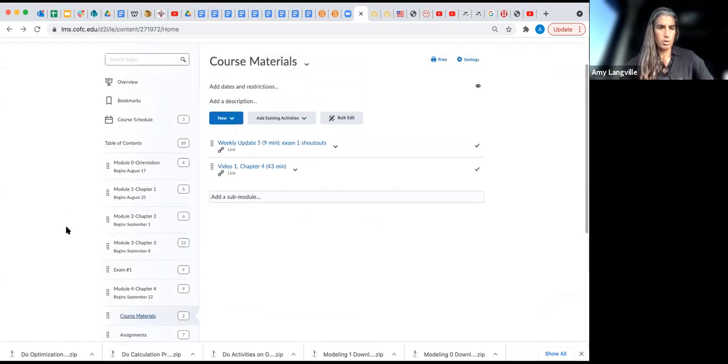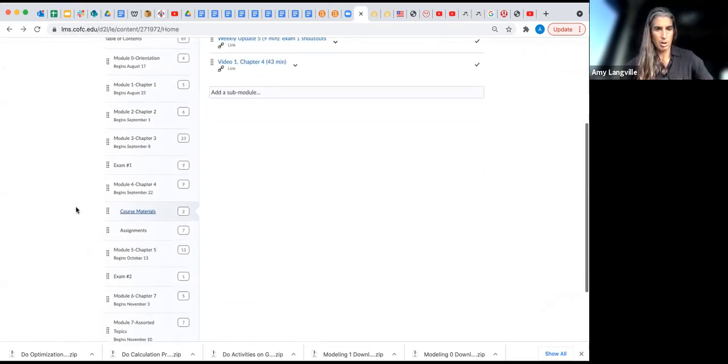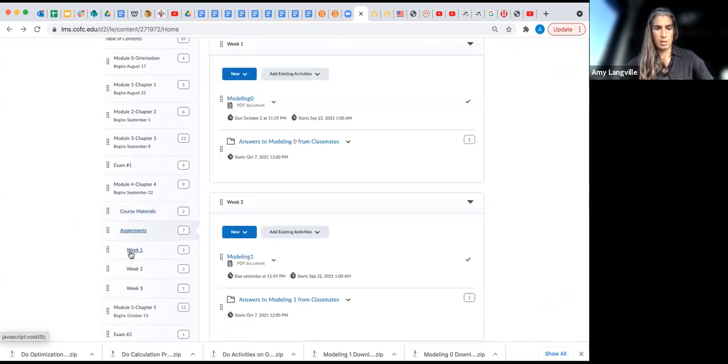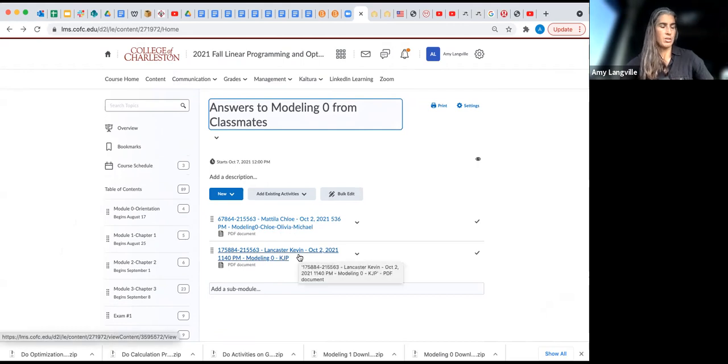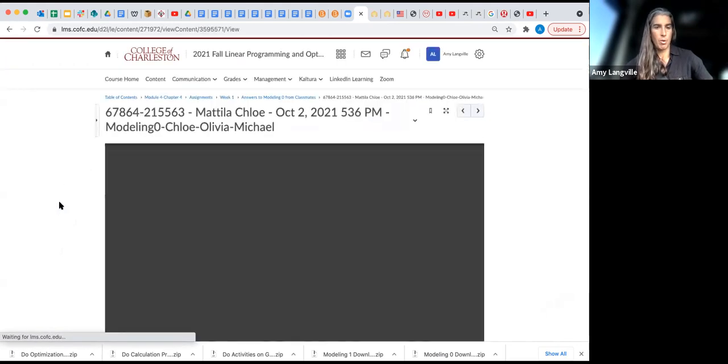Okay, so we're in Oaks in your class. Here we are in module 4, assignments. So week 1, there was your modeling 0. I put some answers to this from your classmates. So I selected this time the group of Chloe, Olivia, and Michael, and then the group of Kevin and Jenna. So let's look at the first one, Chloe, Olivia, and Michael.